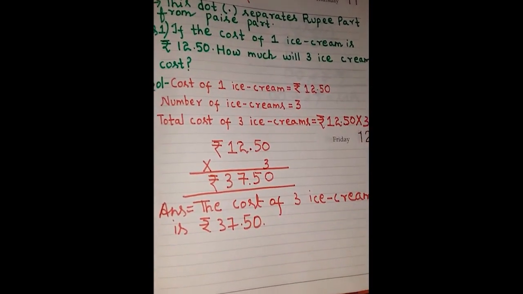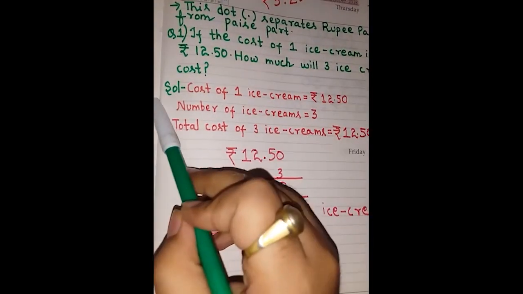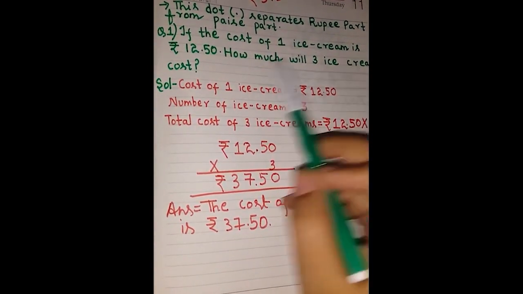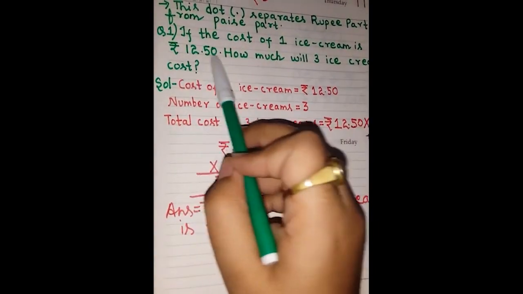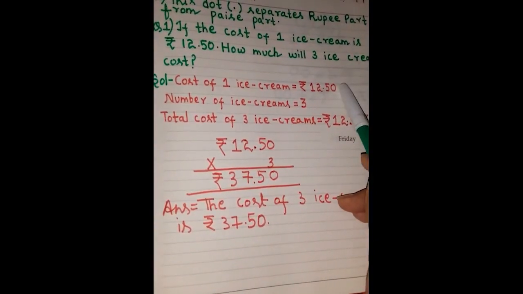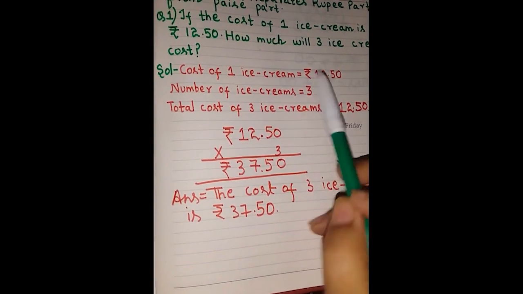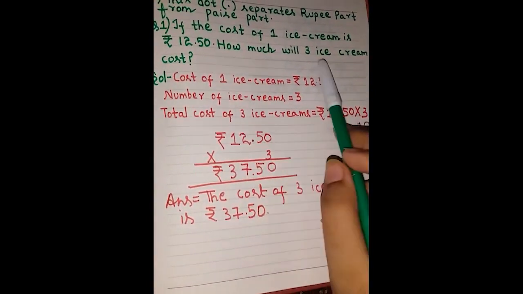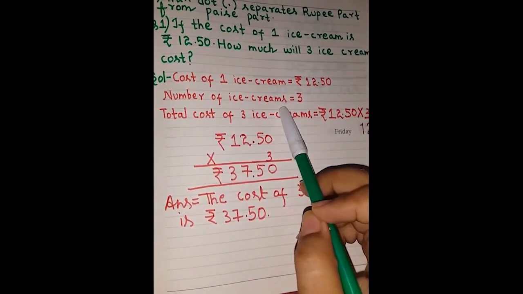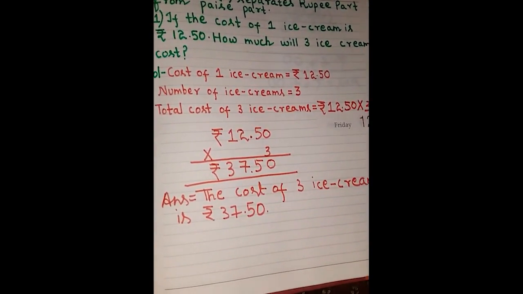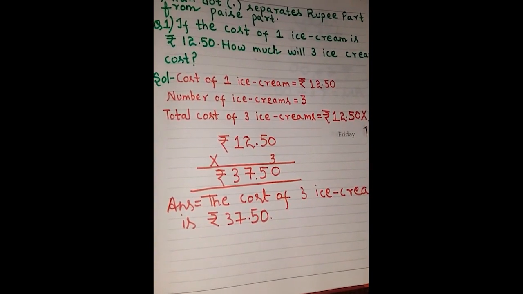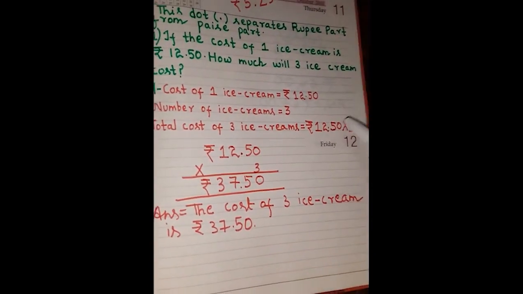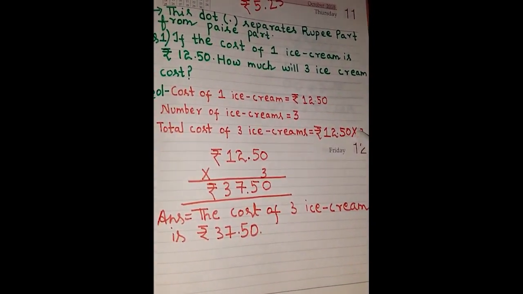So how are we supposed to write this statement? Here is the solution. The first statement is the information that is already given: the cost of one ice cream is 12 rupees and 50 paise. The next statement is the number of ice creams. For how many ice creams do we have to find the cost? 3 ice creams. So the number of ice creams is equal to 3. And last but not least is our operational statement. So the total cost of 3 ice creams would be 12 rupees and 50 paise multiplied by 3.